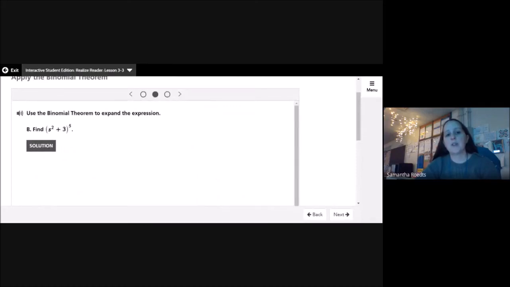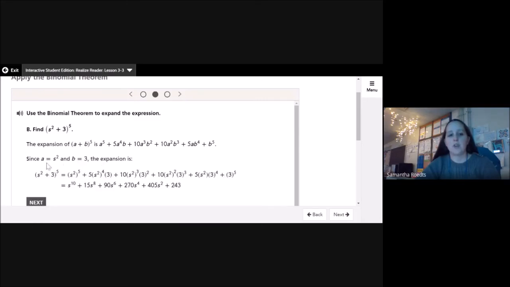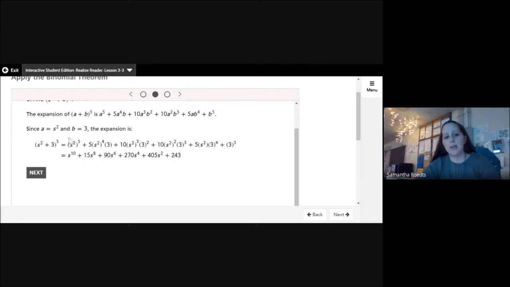Okay. So use the binomial theorem to expand the expression s squared plus 3 to the 5th. So the expansion of a plus b to the 5th is this. So a is s squared and b is 3. And then I substitute in for my values of a and b, which I get s to the 10th plus 15s to the 8th plus 90s to the 6th plus 270s to the 4th plus 405s squared plus 243. So s squared plus 3 to the 5th gives me this.